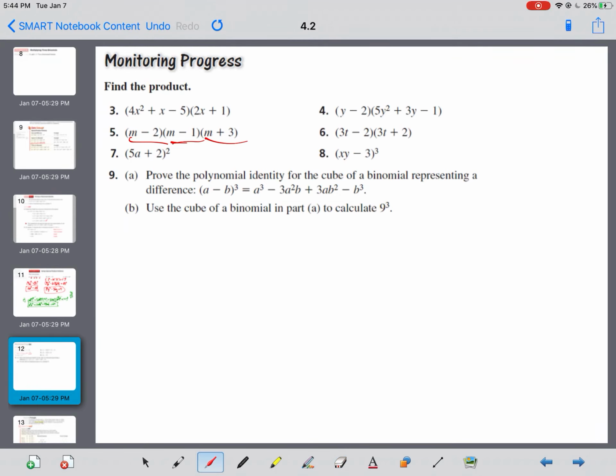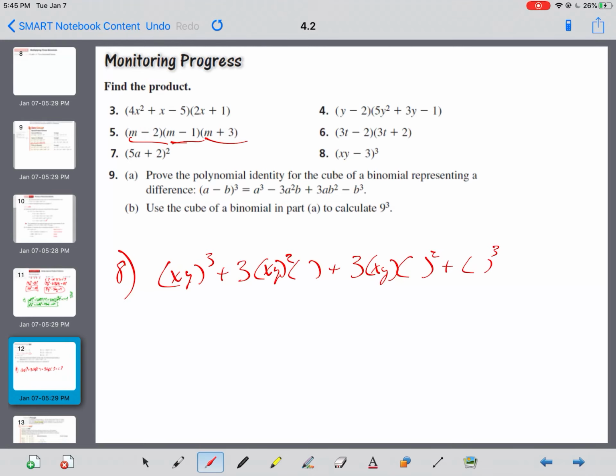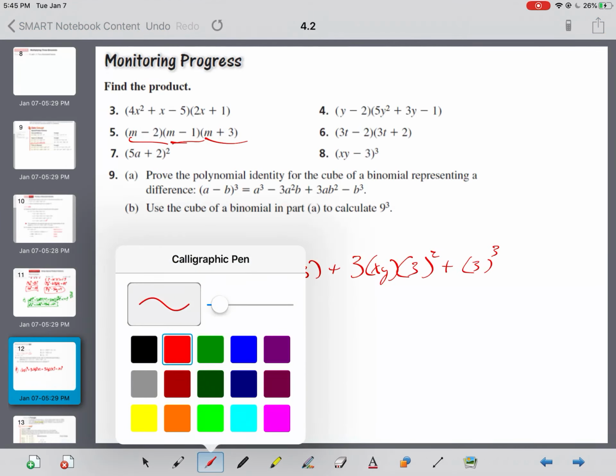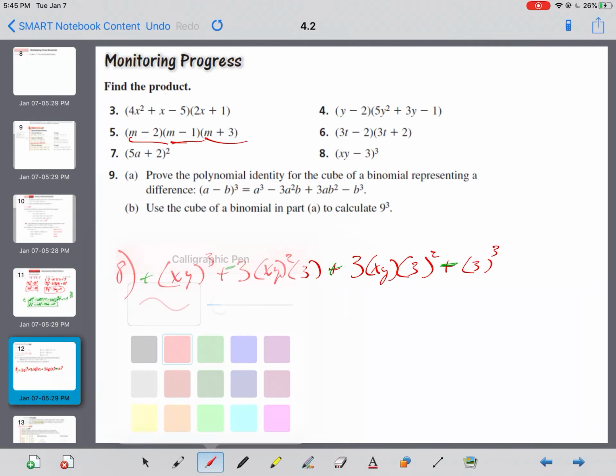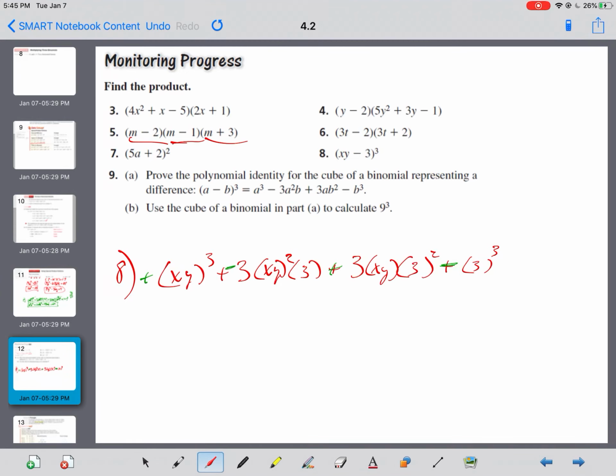Number 8. That's the cube pattern. Something cubed plus 3 times something squared times something plus 3 times something times something squared plus something cubed. The front thing's xy. The back thing's a 3. Now, what I didn't remember, and I'll do it in a different color to show you, is this one's plus, this one's minus, this one's plus, this one's minus. Plus, minus, plus, minus.